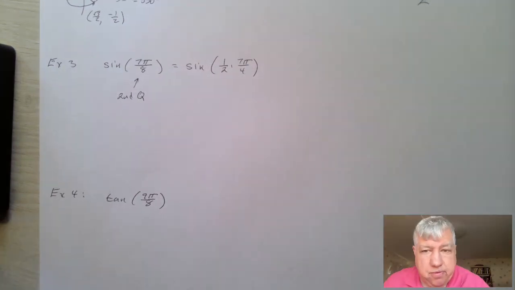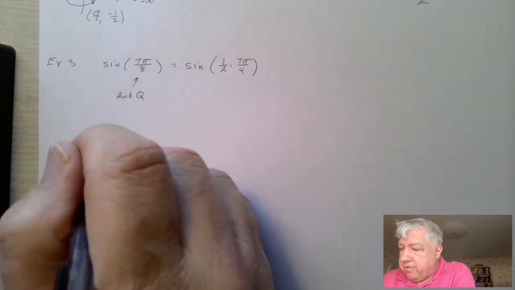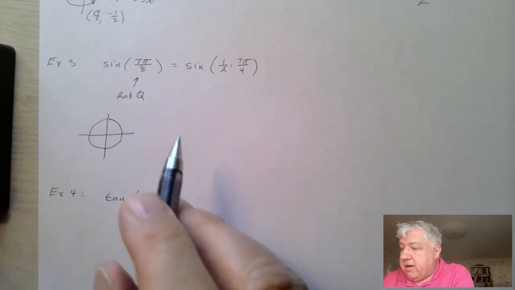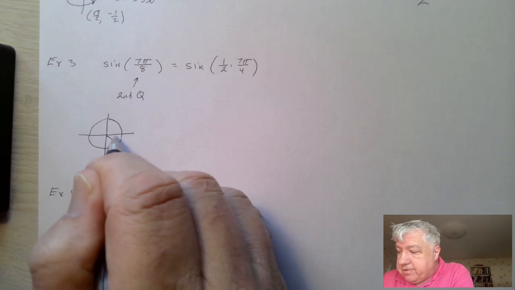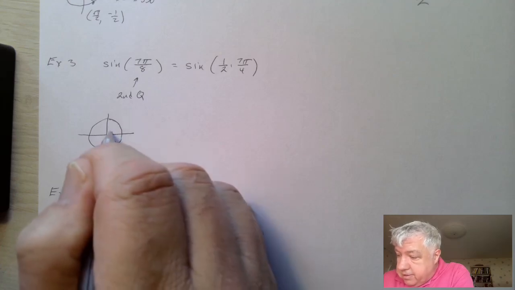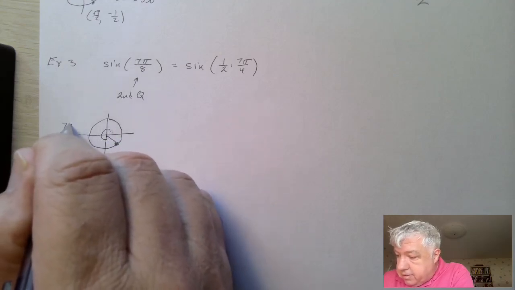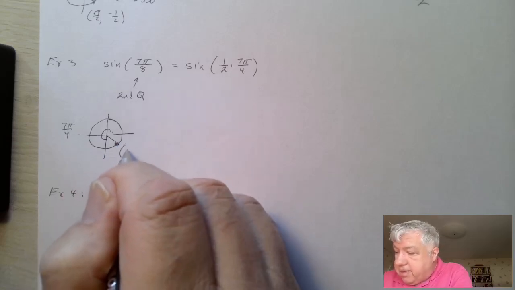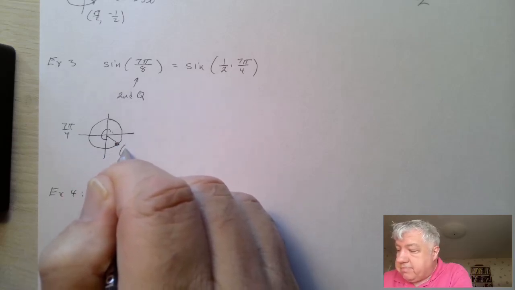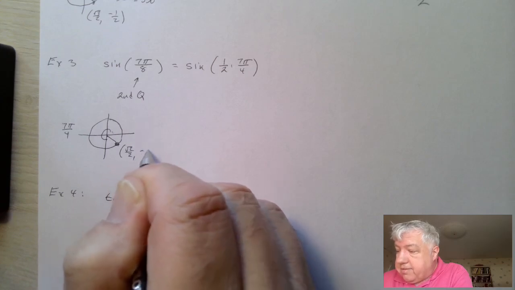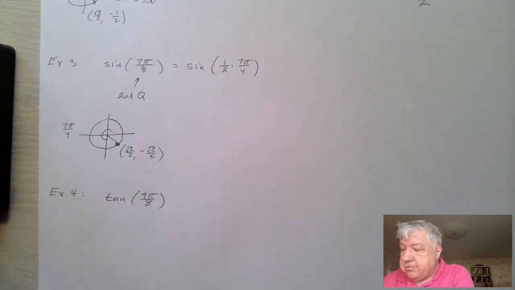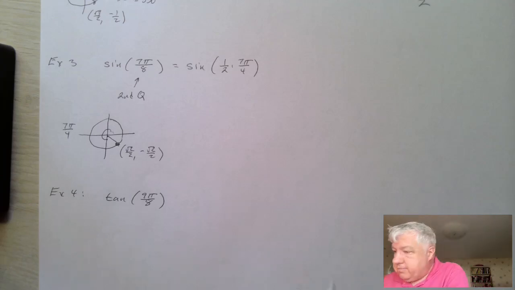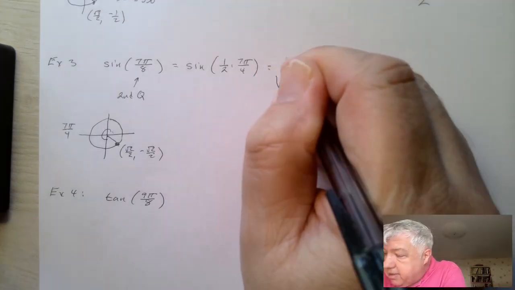Now, 7 pi over 4, that is one of the angles that we know about, that we're required to memorize, right, or be familiar with. 7 pi over 4 is down here in the fourth quadrant, right? Okay, and of course the cosine of that would be square root 2 over 2, and the sine is negative square root 2 over 2, right?